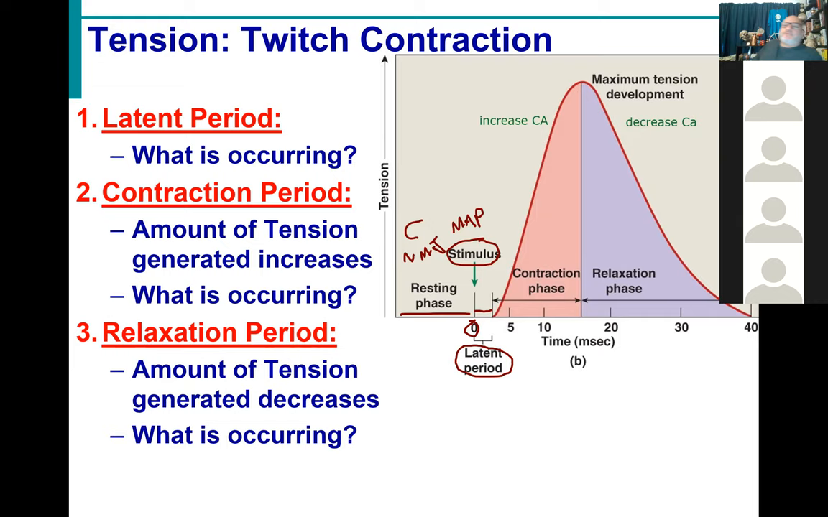All right. This is a twitch. Again, remember the rule. One neural action potential produces one muscle action potential, produces one twitch. And if on an exam, I asked you to describe a twitch, these would be the three phases that we are going to talk about. However, notice, as we said, even in that soleus muscle, deep in your calf muscle, a single twitch only lasts a little over 100 milliseconds. This one only lasts about 40 milliseconds.